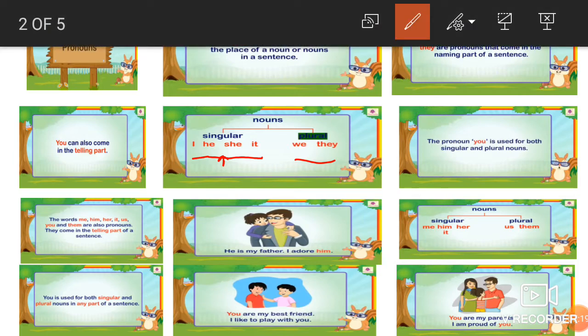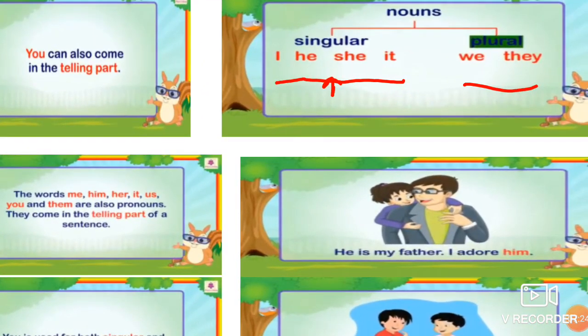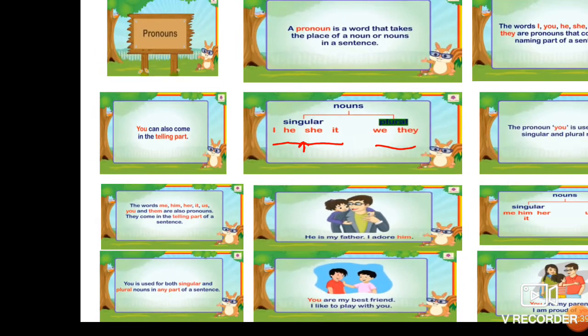Now these words are also pronouns, like me, him, her, it, us, you, them. They are all telling parts, they tell about someone. See, I told her, I gave my book to him. You are telling, right? It's a telling part of the sentence.